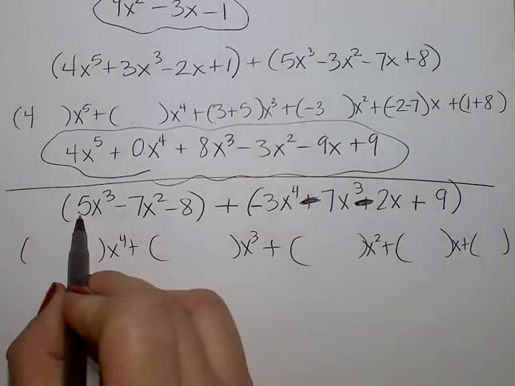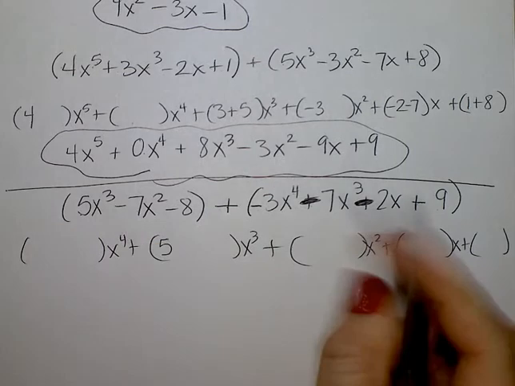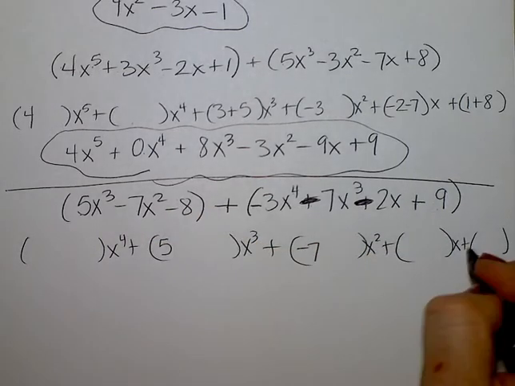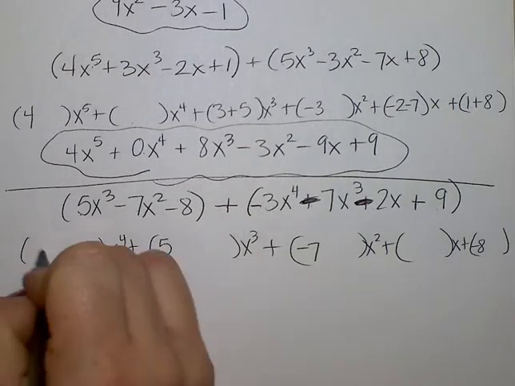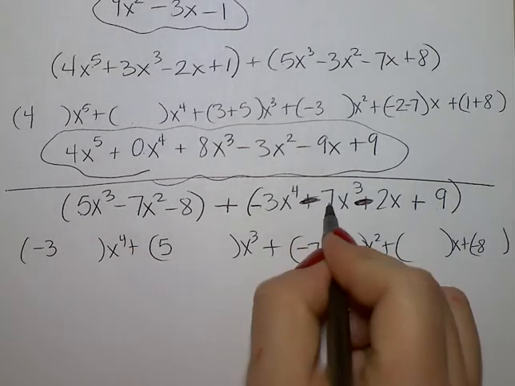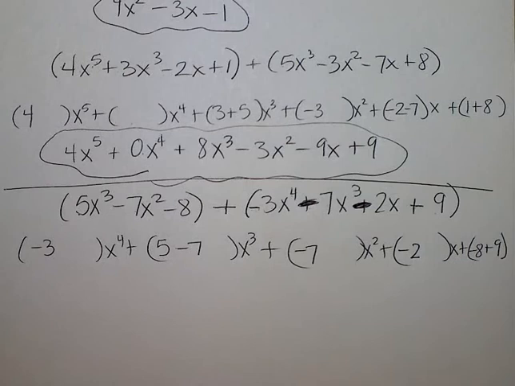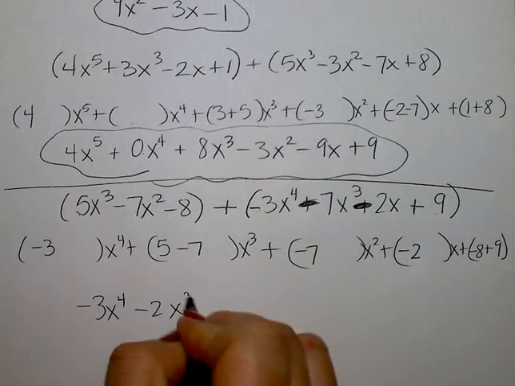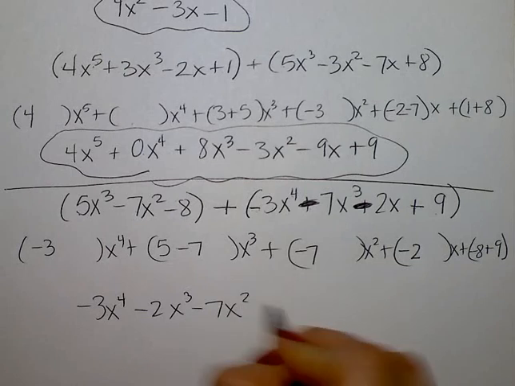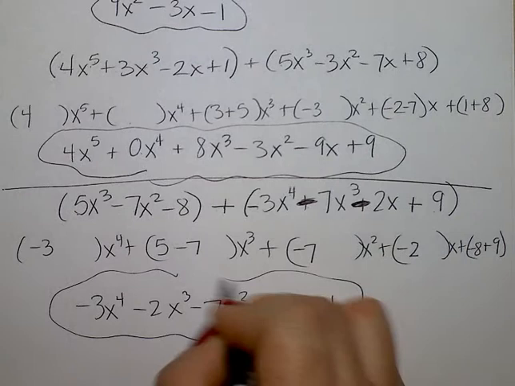So 5 goes into this position. Negative 7 goes with the x squared, and negative 8 is a constant. Negative 3 goes with the x to the 4th. Negative 7 is with the x cubed. Negative 2 is with the x, and positive 9 is with the constant. And I can combine like terms when necessary to get this final answer.